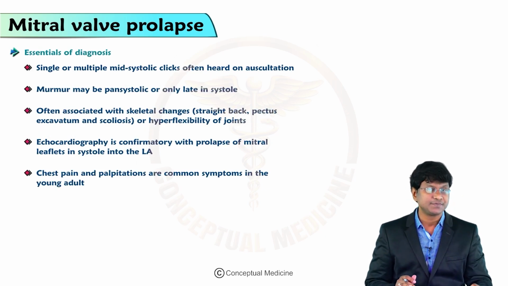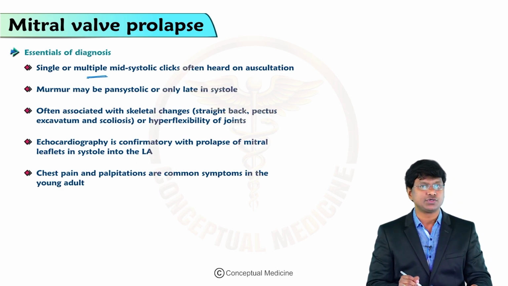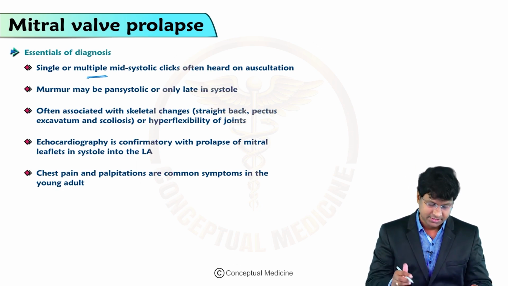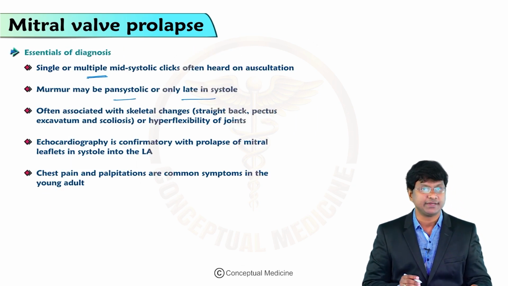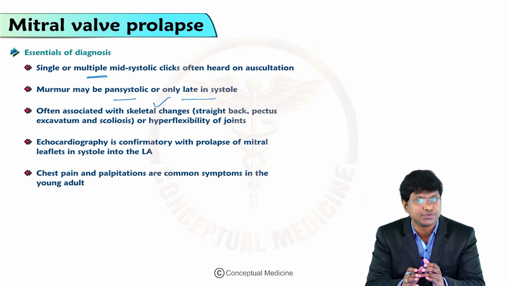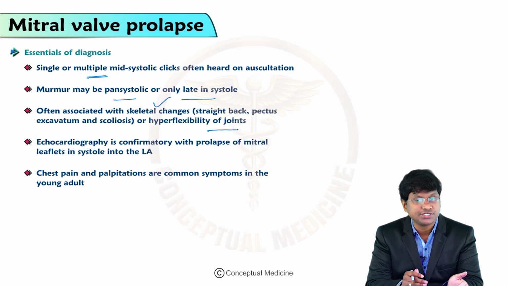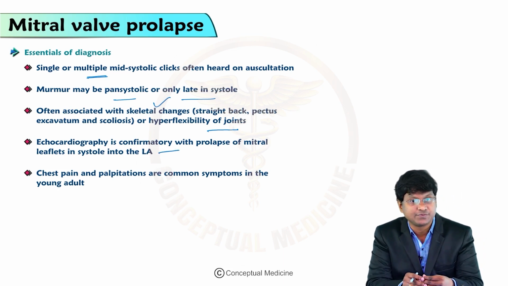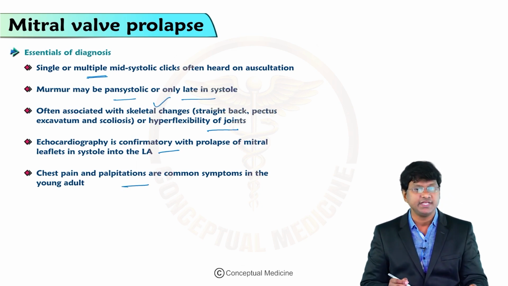Then if you see the synopsis of mitral valve prolapse, that is the essentials of the diagnosis. Single or multiple mid-systolic clicks are often heard on auscultation. It's one of the very important points of mitral valve prolapse. The murmur may be pansystolic or only a late systolic murmur, and often associated skeletal changes can be straight back, pectus excavatum and scoliosis, or hyperflexibility of the joints. Why? Because in these individuals the etiology could be either Ehlers-Danlos syndrome or Marfan syndrome. Echocardiography is confirmatory, with prolapse of the mitral leaflets in systole into the left atrium. Chest pain and palpitations are common symptoms in young adults.